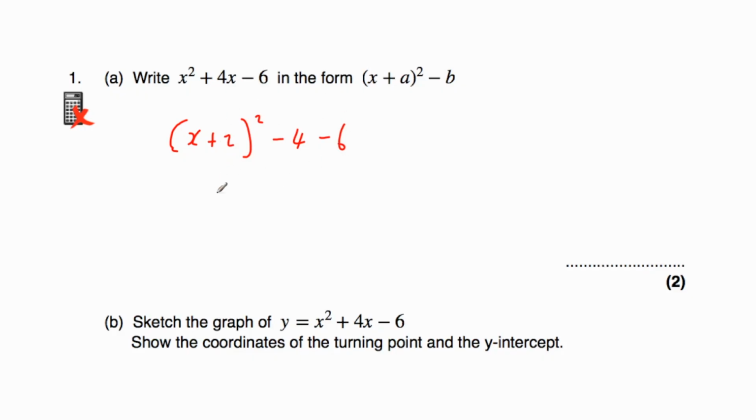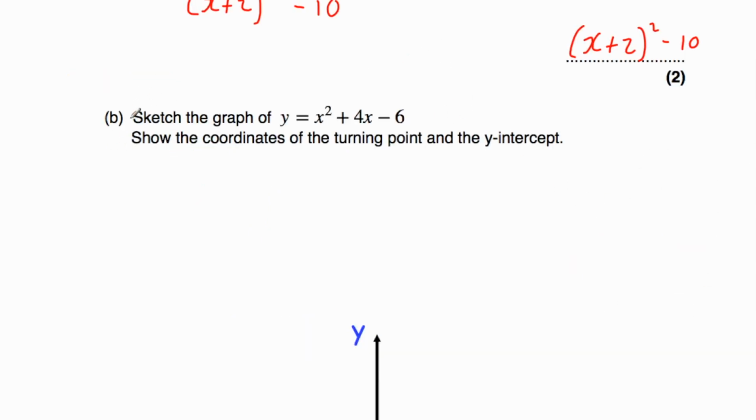And then when we simplify this, we've got (x plus 2) squared, and then minus 4, take away 6 would be minus 10. So we have it in the form (x plus 2) squared, take away 10. And that's in the form that we were asked to get it in the question. So we've done completing the square.